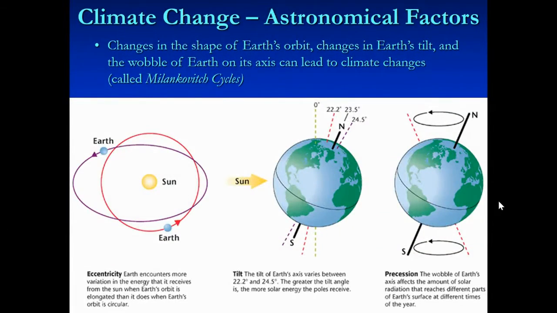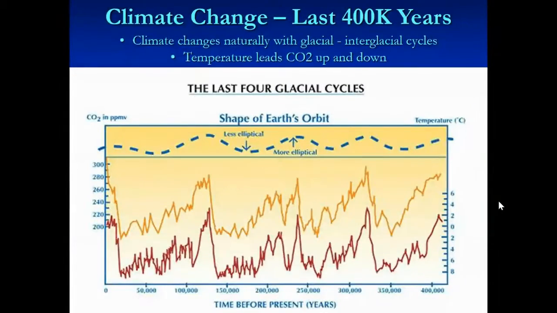What we see from this graph here is that temperature and carbon dioxide have fluctuated over time. They've been high and they've been low. What is causing the temperature to rise and fall then? If it's leading carbon dioxide, what's going on? Well, first off, notice the top part of this graph here. It shows orbital shape, less elliptical and more elliptical.